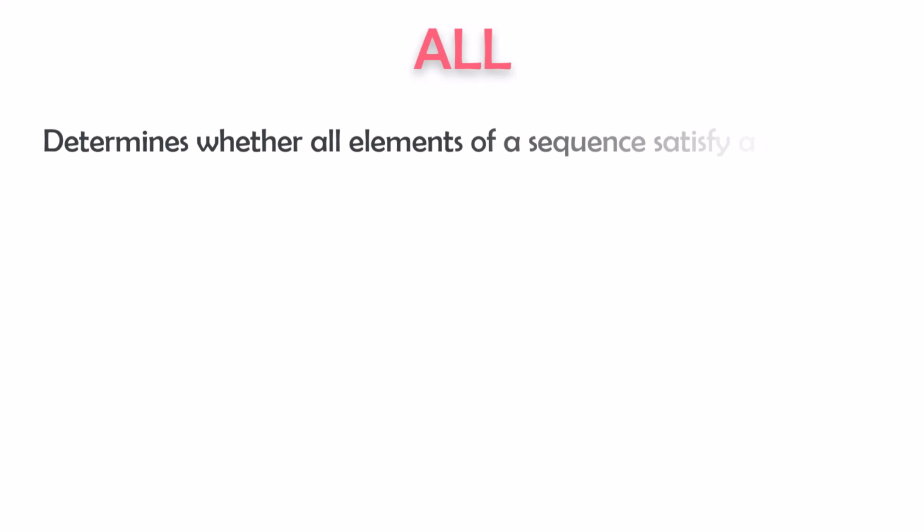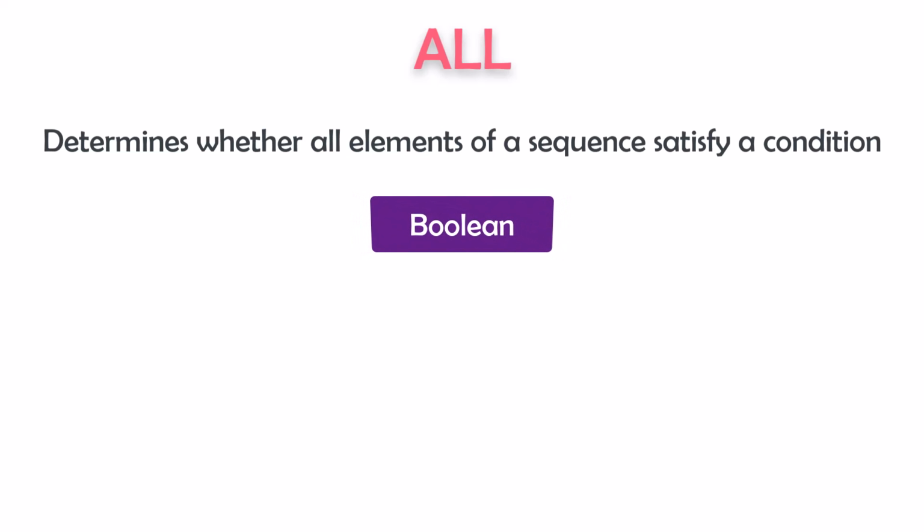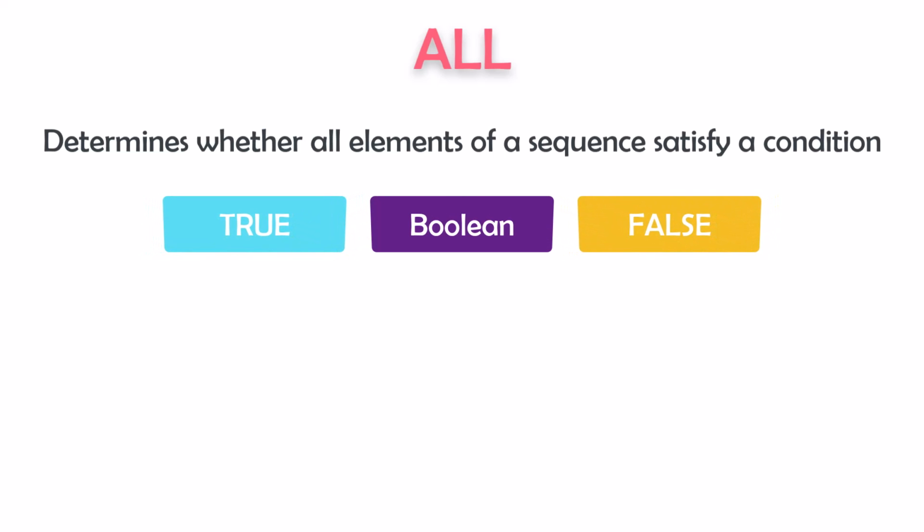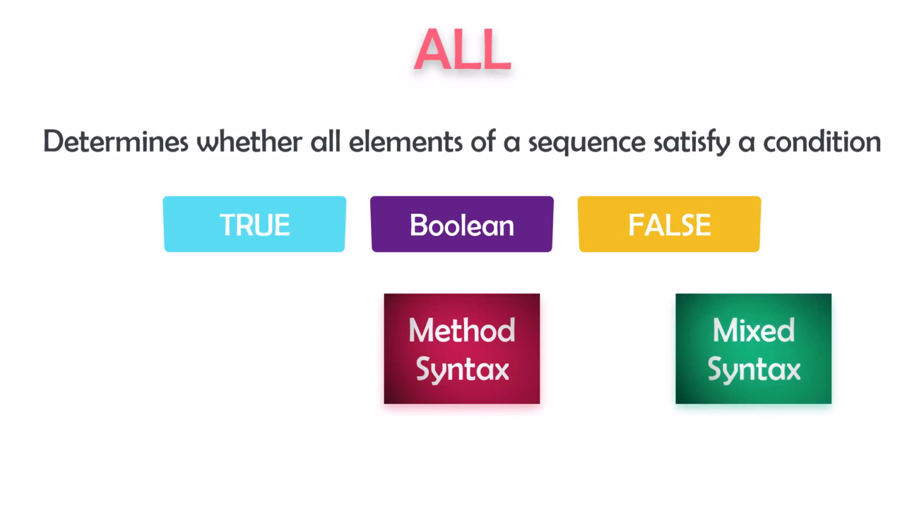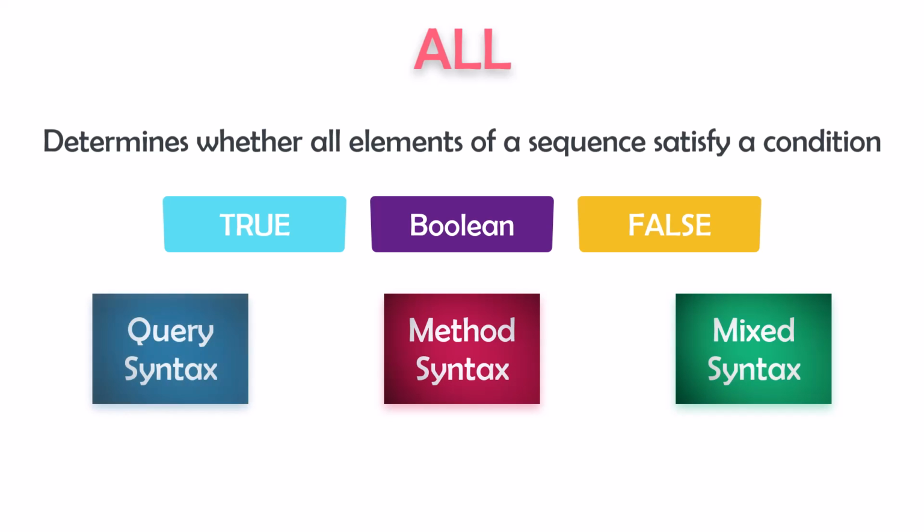The all operator determines whether all elements of a sequence satisfy a condition. It means we use this operator to check if each element in the sequence meets the condition. As mentioned, the result will be of type Boolean. So if all elements of the sequence meet the condition, we get true as output, else we will get false. This operator can only be used as a method. It means we can use it only in method syntax or mixed syntax, but we cannot use it in query syntax.